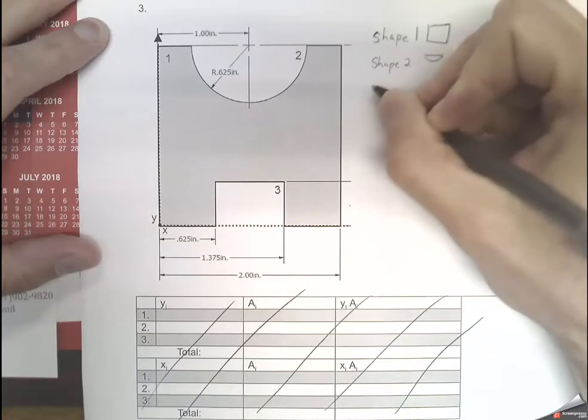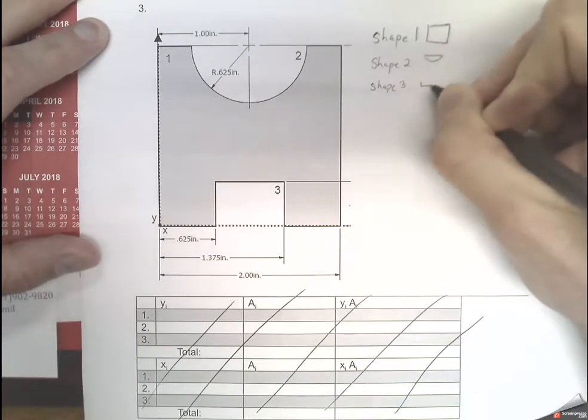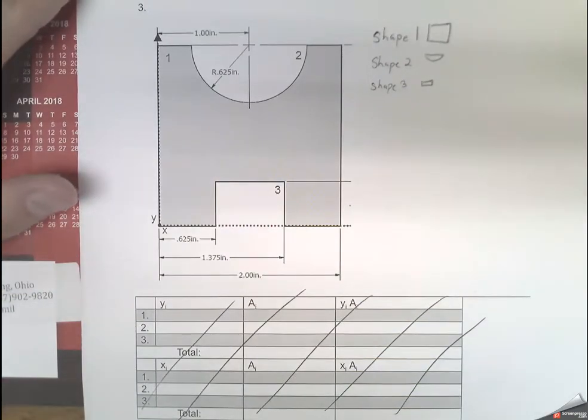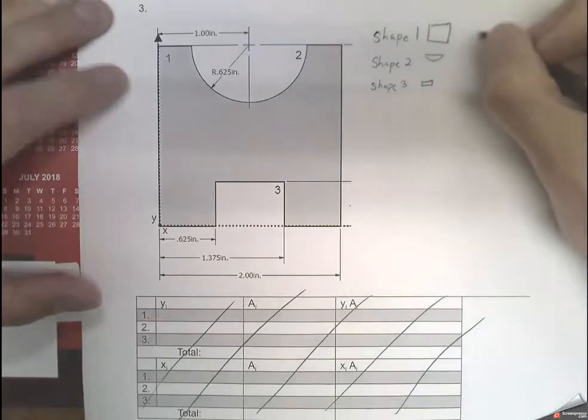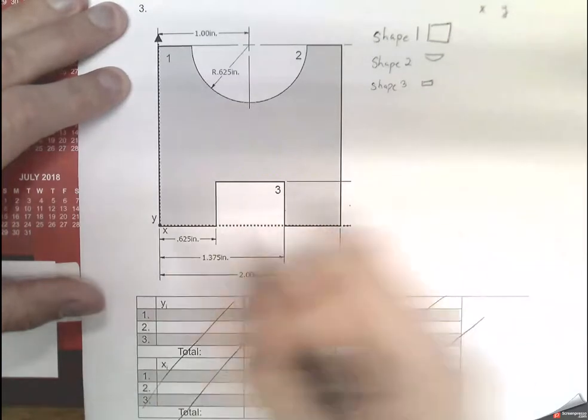So we're going to break it down into 3 shapes. First one is the large square. Second one is the semicircle. The third one is the small rectangle in the middle. So, shape 1, we're going to find the x value, the y value, and the area of it.